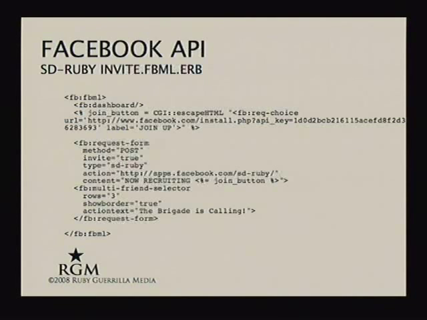So at the top there's a dashboard, so it's generating a dashboard for me. There's an actual button for joining the app. If you look about a third of the way down, you see multi-friend selector. That's an example of an FBML widget where it's providing you with an entire interface for selecting friends and then adding them, and then it passes it off to your app, and then you have to do something with it.